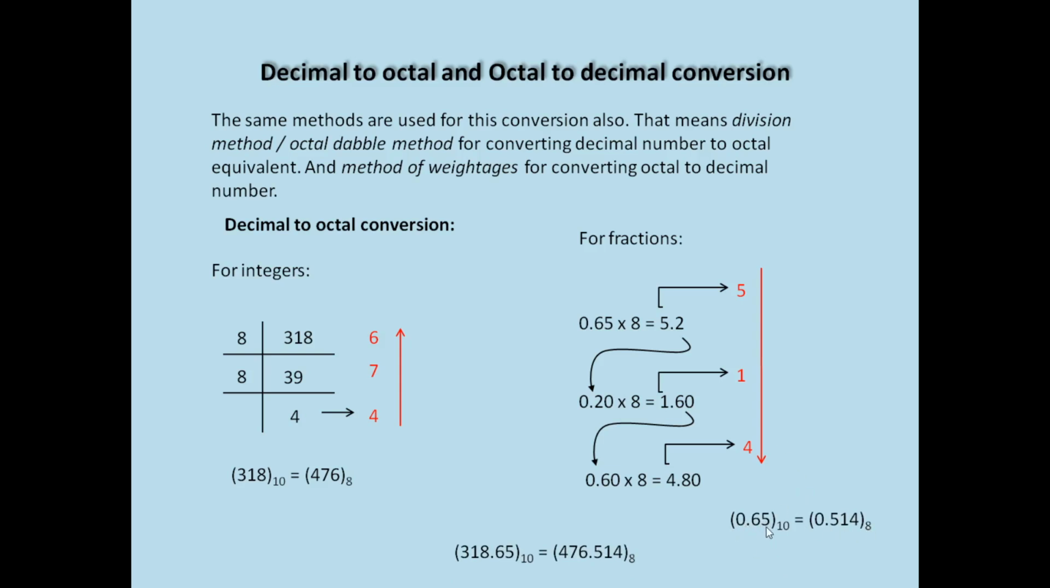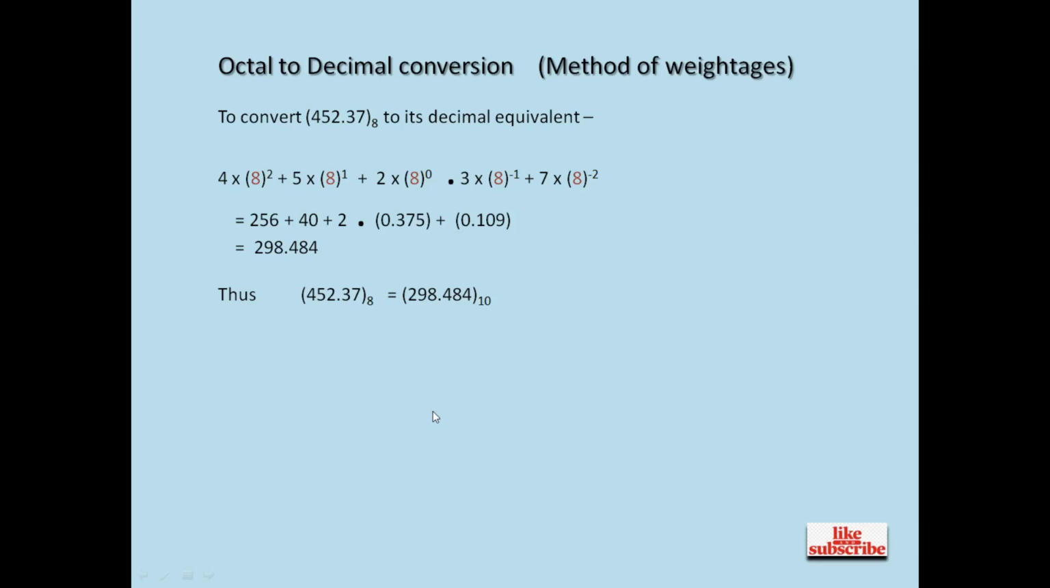So 0.65 in decimal is equal to 0.514 in octal. So totally, 318.65 in decimal is equal to 476.514 in octal, right? We'll solve some more examples in the coming lecture. Let us move forward to the octal to decimal conversion.